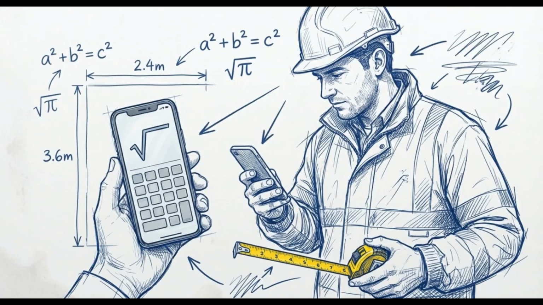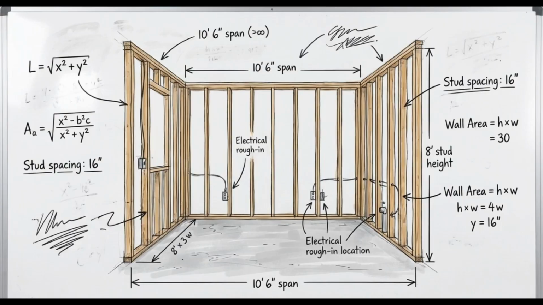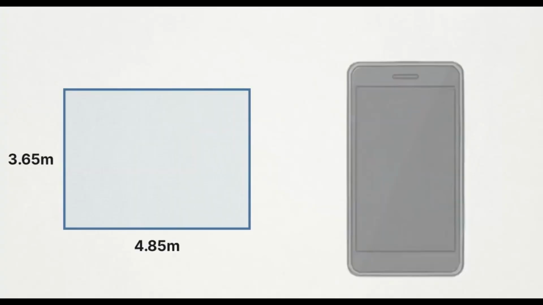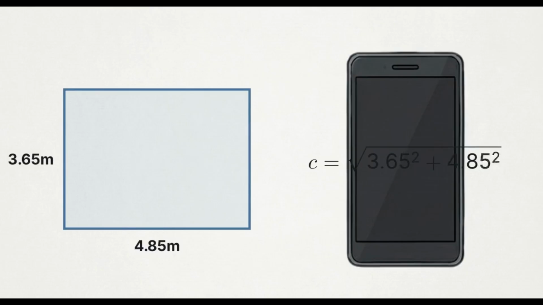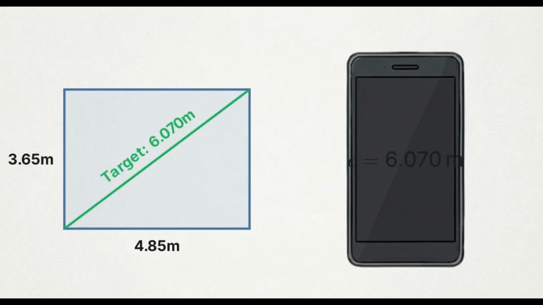Taking 10 seconds to type the actual wall lengths into your phone replaces trial and error with a mathematically perfect layout. Let's apply this to an internal residential renovation, specifically a room measuring 3.65 meters by 4.85 meters. This top-down layout shows the exact math required. You square 3.65, add it to the square of 4.85, and take the square root. Your exact target diagonal for this specific room is 6.070 meters.